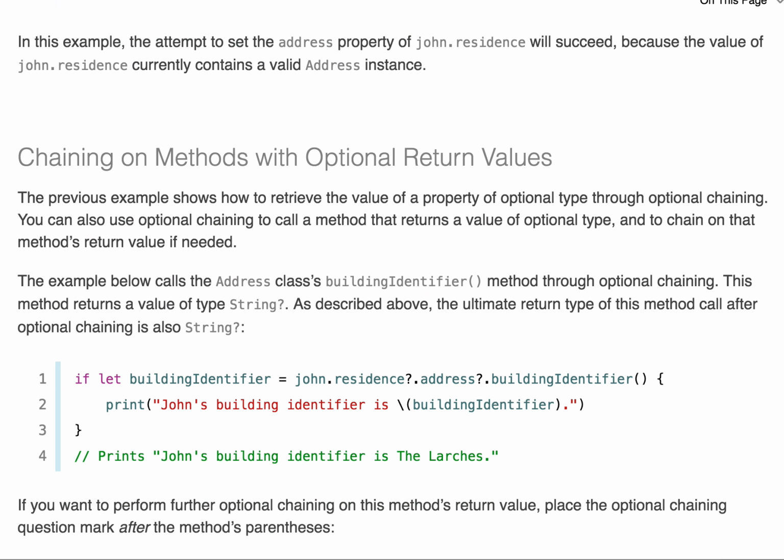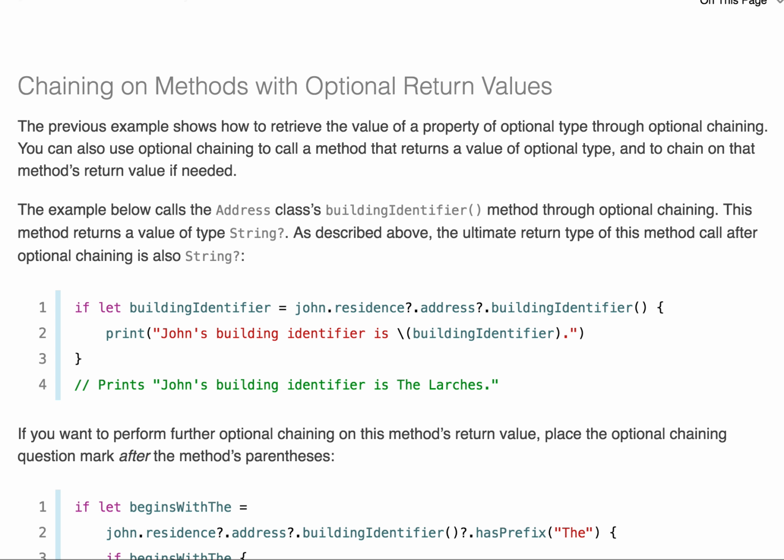And now chaining on methods with optional return values. The previous example shows how to retrieve the values of a property of optional type through optional chaining. You can also use optional chaining to call a method that returns a value of optional type and to chain on that method's return value if needed. The example below calls the Address class's buildingIdentifier method through optional chaining. This method returns a value of type String?, as described above. The ultimate return type of this method call after optional chaining is also an optional String.